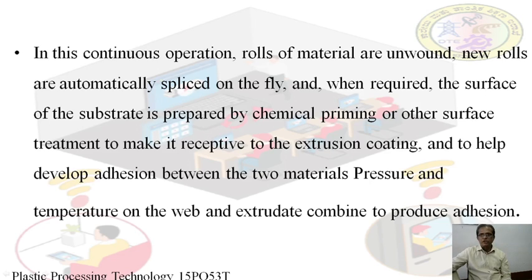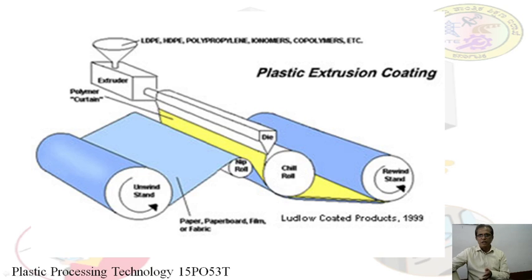In continuous operation, a roll of material is unwound. New rolls are automatically spliced on the fly, and when required, the surface of the substrate is prepared by chemical priming or surface treatment to make it receptive to the extrusion coating and to help develop adhesion between the two materials. Pressure and temperature on the web and extrudate combine to produce adhesion.